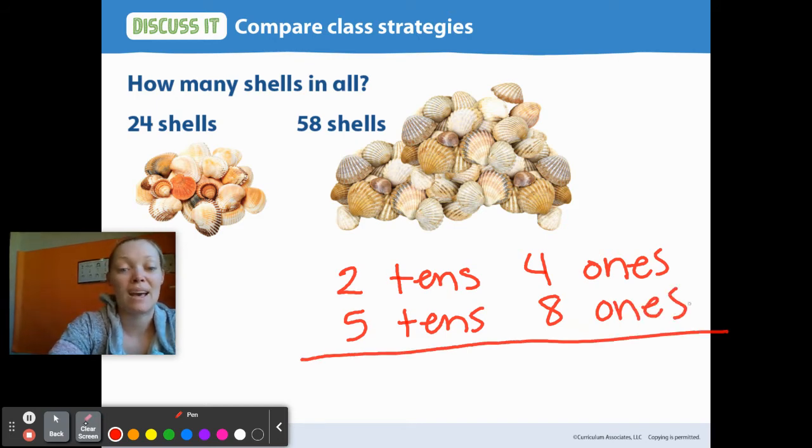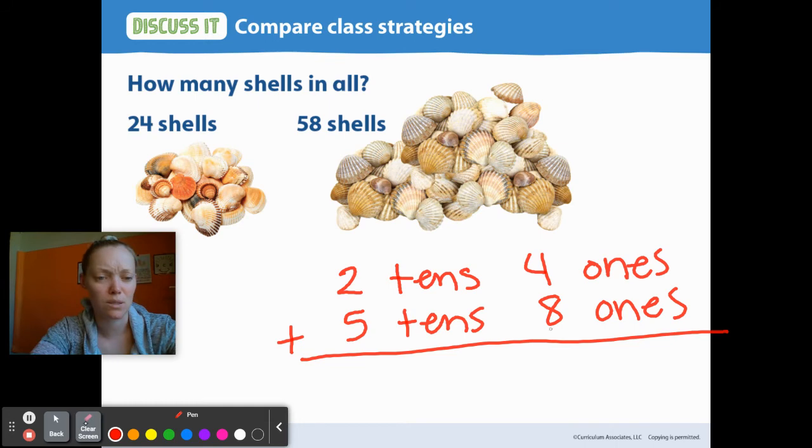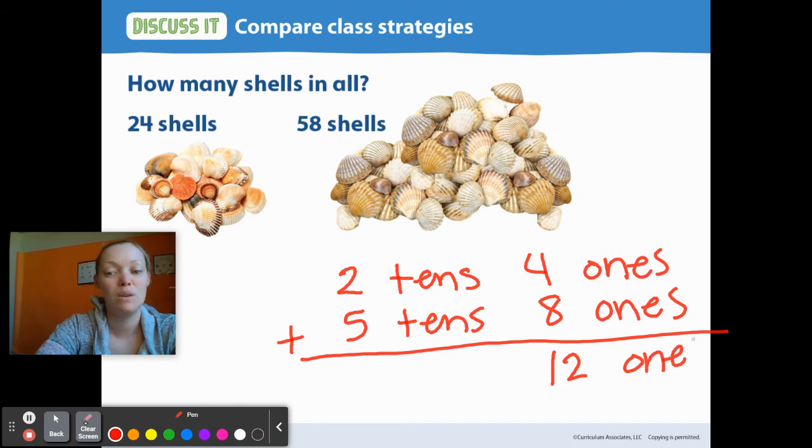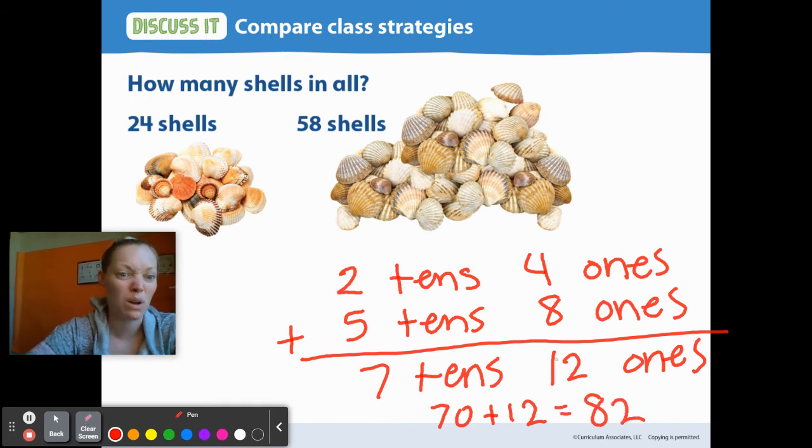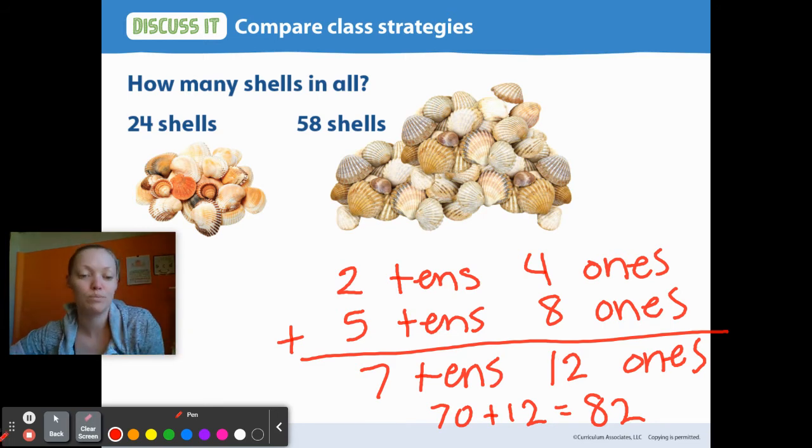And then you can add down. So 4 and 8. Well, I know that 8 and 2 would make 10, and then I'd have 2 left over because I'm supposed to add 4, so 10 and 2 is 12. So I would have 12 1s, which is too many, and 7 10s. And I know that 70, 7 10s, plus 12 is 82. And I know that because my 12 is made up of a 10 and a 2.